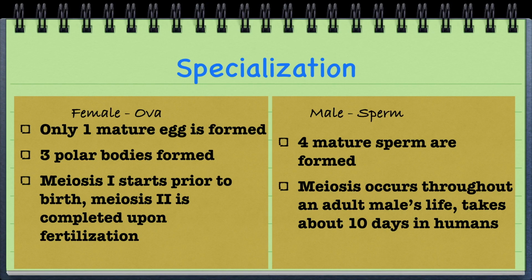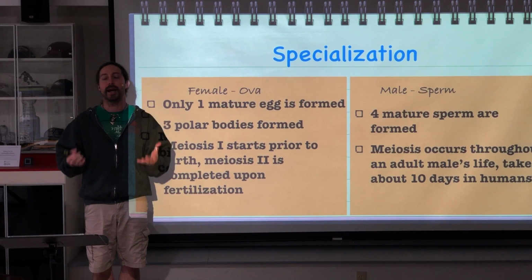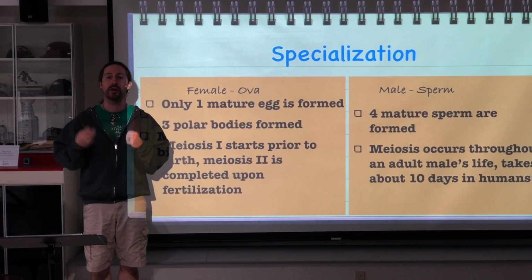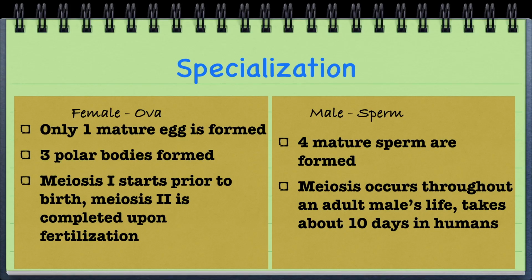On the other hand, in males, meiosis produces 4 mature sperm, because the sperm are not actually a source of the resources or nutrients for the actual zygote. So they end up not having an unequal division, but sperm have an equal division all throughout meiosis. Meiosis also doesn't begin in males prior to birth, but only begins upon maturity and will continue on throughout an adult male's life, basically taking about once every 10 days for the formation or production of sperm.